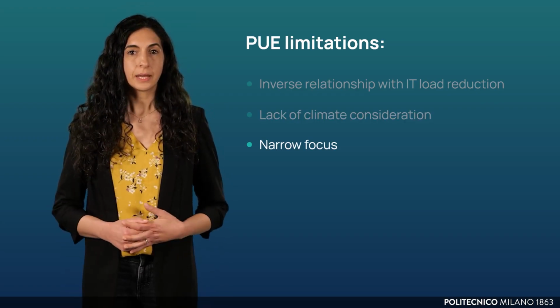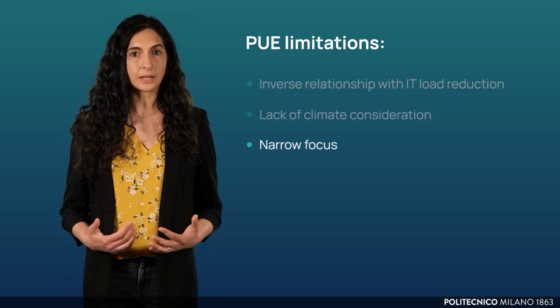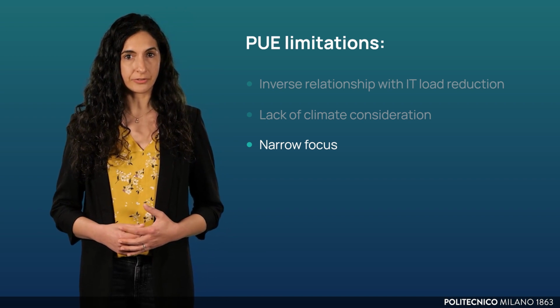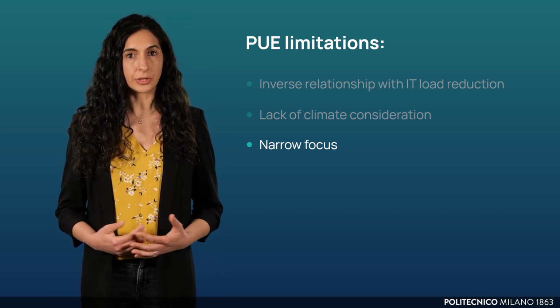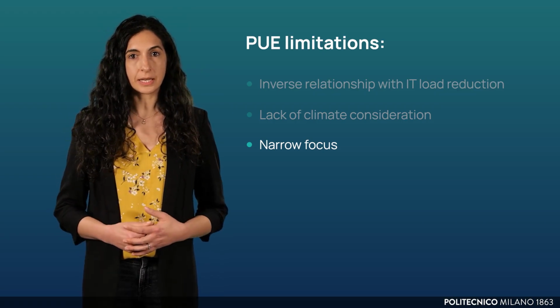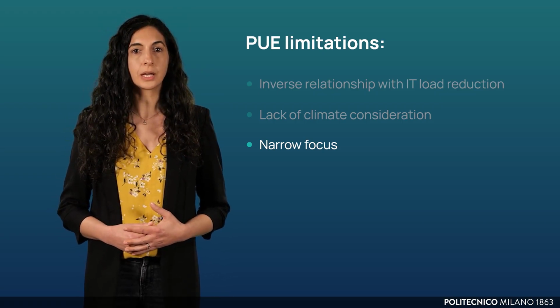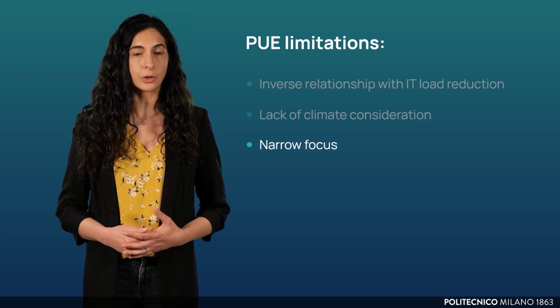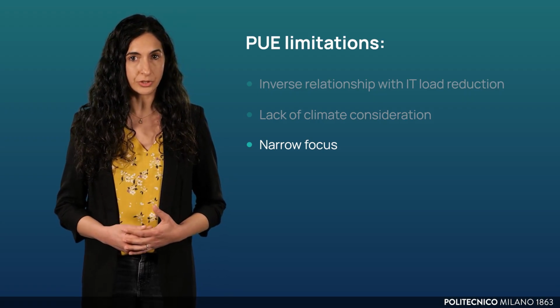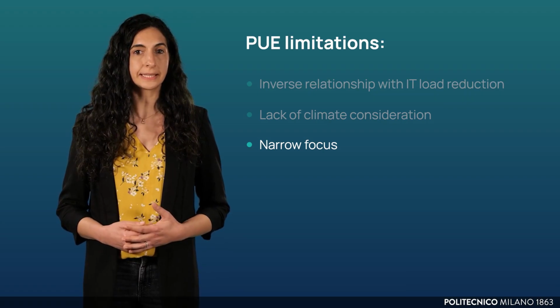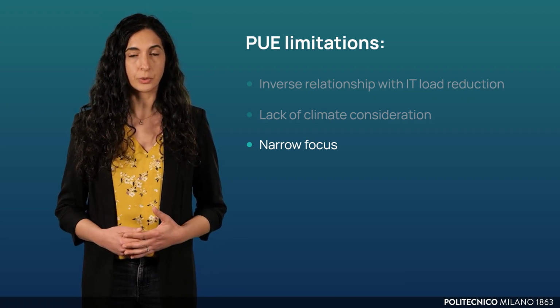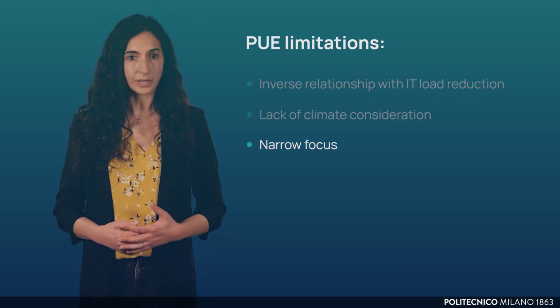Narrow focus. This metric does not take into account other relevant aspects of a data center's energy efficiency, such as efficient hardware usage, the percentage of server capacity utilization, or the environmental sustainability of the cooling systems used, which may be very energy efficient but can cause significant waste of natural resources. For example, evaporative cooling systems can significantly reduce a data center's PUE, but they result in high water waste.